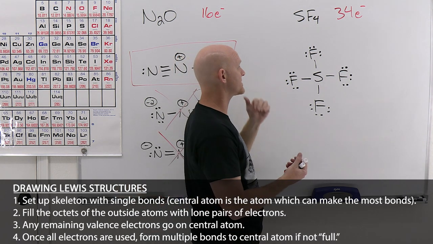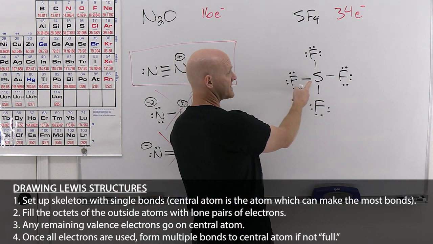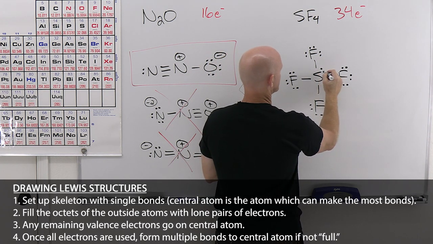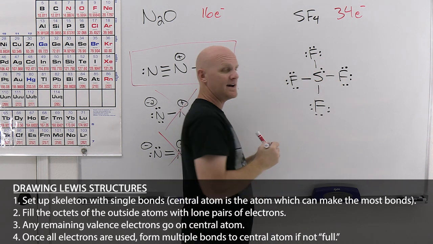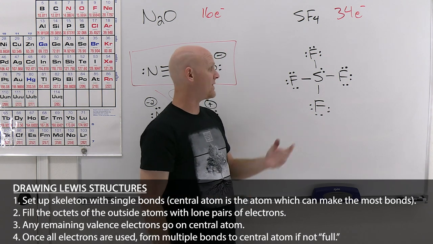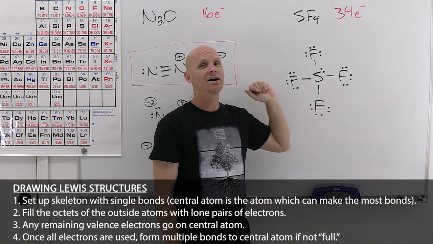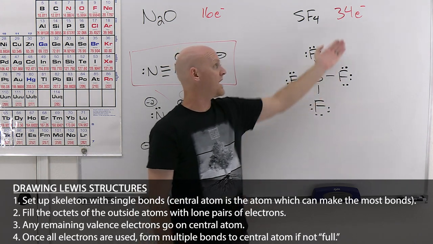And so in this case, we've got two electrons left. They have to go on the central atom. That's where they go. That's what the rules say. And they go on as a pair. And so you have to actually put them on one of the diagonals here. And you see that this means that sulfur now has not just 8 electrons, but 2, 4, 6, 8, 10 electrons around him. And we're out of electrons.